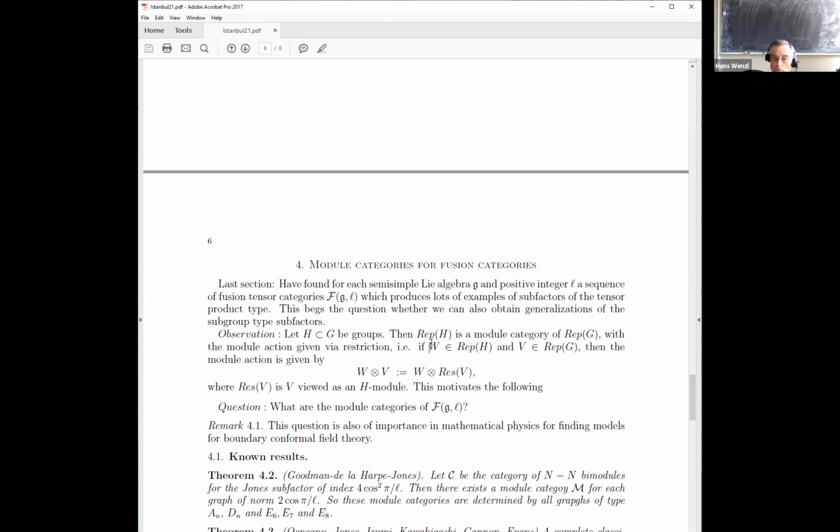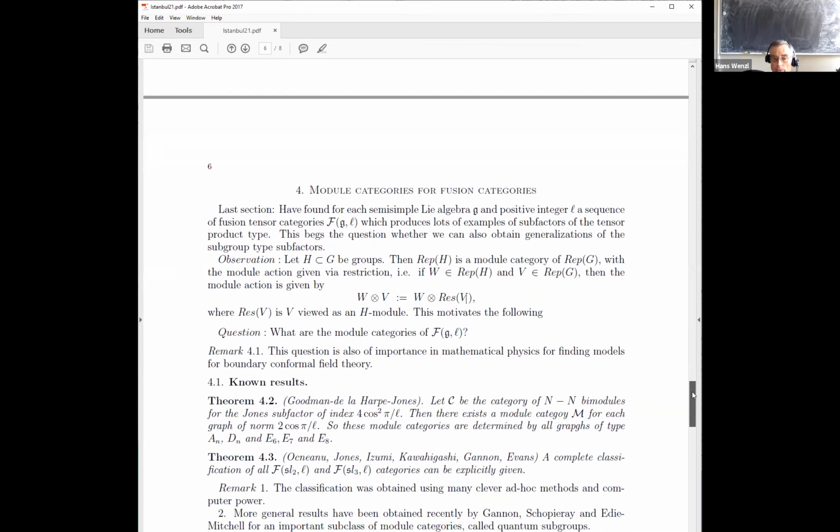So if you take W, a representation of H, and V, a representation of G, then your module action is given as follows. Here on the left-hand side, the tensor product sign stands for the module action. And this is just defined where we make V into an H module and then take the normal tensor product of H modules. So this is kind of a complete triviality. So the notion of the analog of a subgroup in this category setting would be a module category.